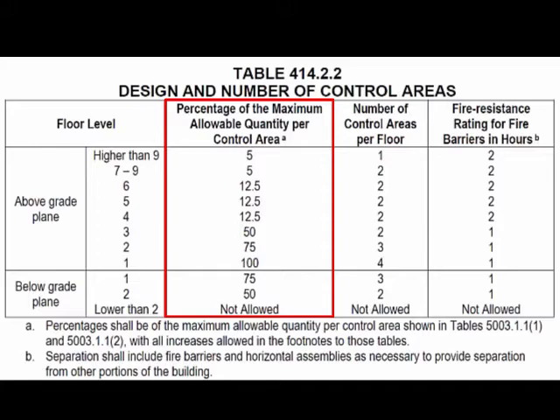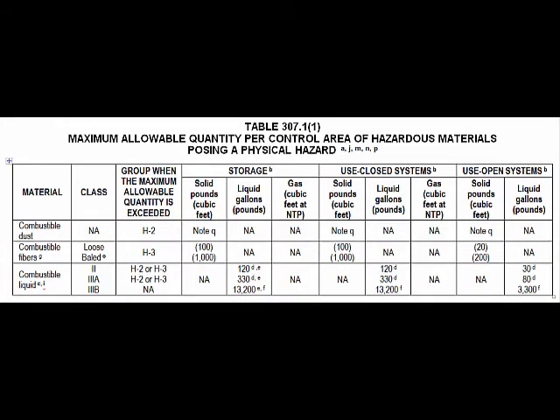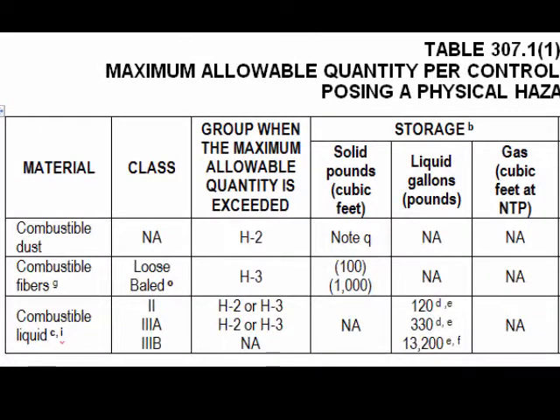So on to Table 307.1, which is the MAQ table for hazardous materials that pose a physical risk, such as fire or explosion. Table 307.2 specifies the MAQs for hazardous materials that pose a health risk. I've cut and pasted the appropriate rows for combustible liquids from Table 307.1, and as you can see, for Type 2 combustible liquids, the MAQ for storage is 120 gallons.